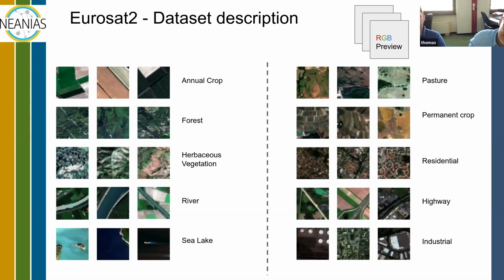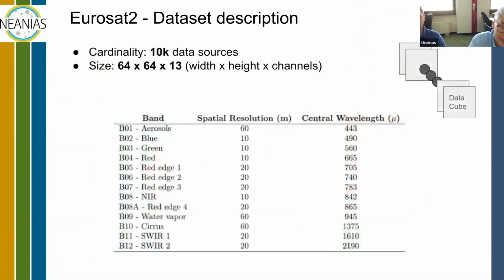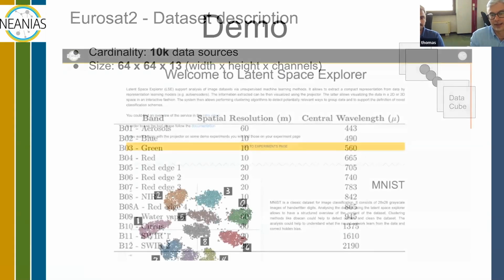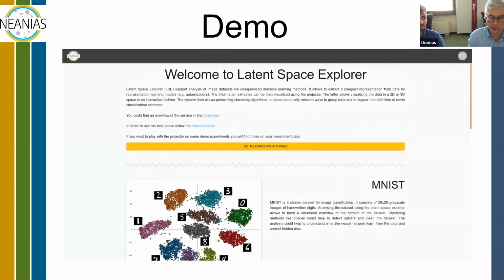What's also interesting is that here I show you the RGB preview, but actually the dataset, in this case Eurosat2, is very large. We don't just have the RGB channels, we have 13 channels, and so this is a multispectral images dataset. And so we have a big data cube that is basically used to train, as we will see, autoencoders and another representation learning approach to get an idea of how this process can work. And now, enough chit chat, we go for a demo.